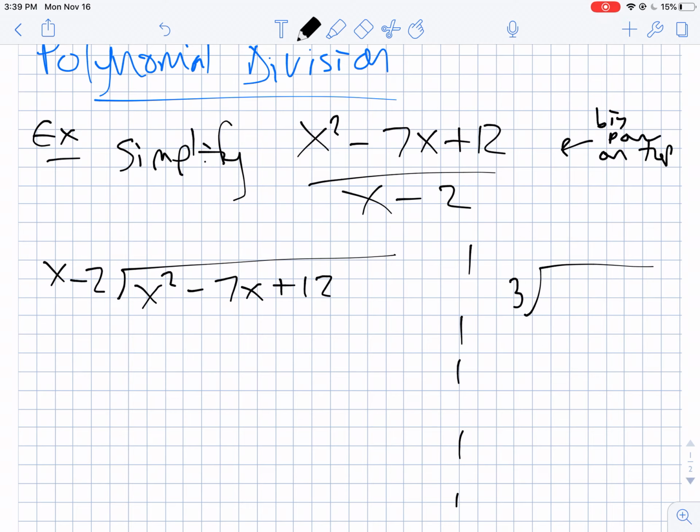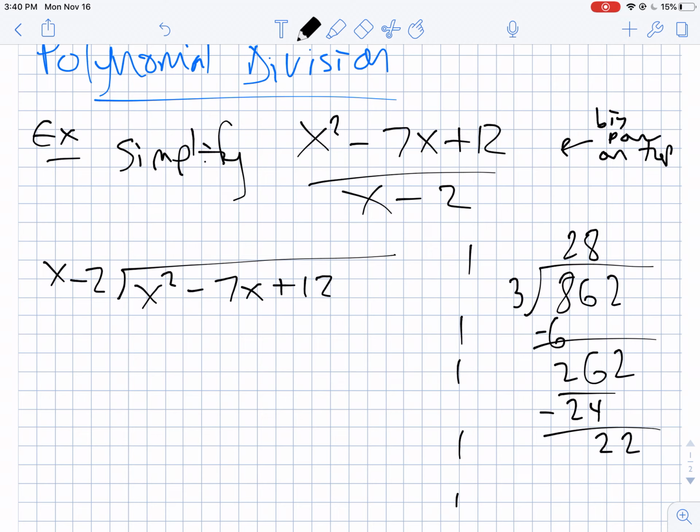So what if we do 3 into 862? Well, 3 goes into 8 twice. You do 2 times 3 is 6. You subtract those. So you get 262. Now, 3 goes into 26 8 times. So 8 times 3 is 24. So you subtract 24. So 26 and 24 gives you 22. So 3 goes into 22 7 times. 7 times 3, you just have 1 left over. So that means that's your remainder. And you're going to write that as 287 and 1/3.